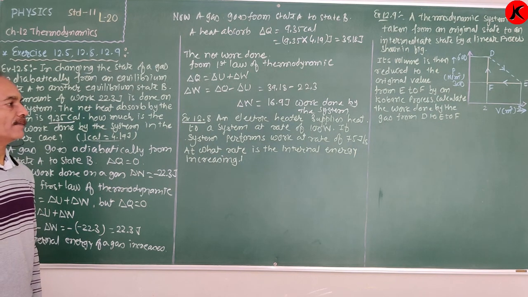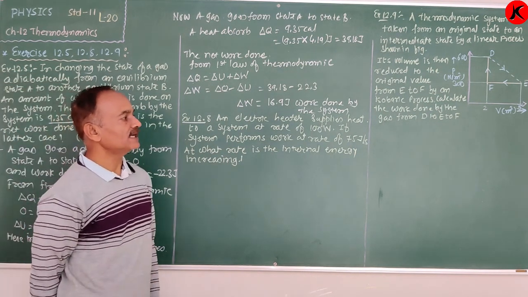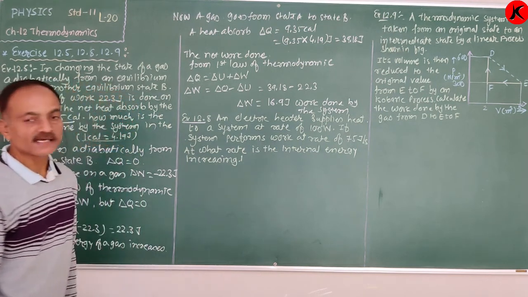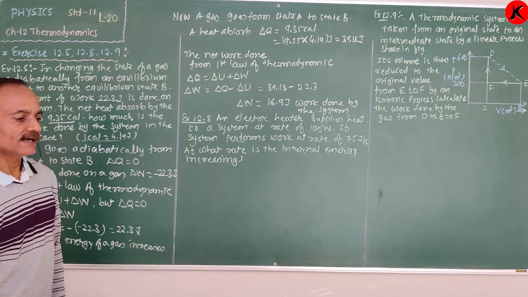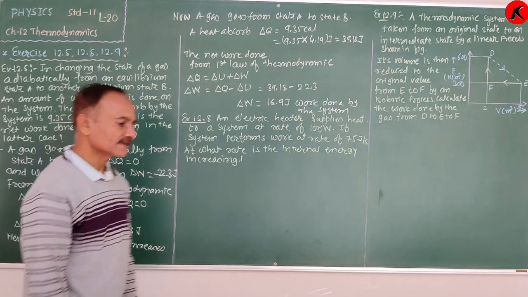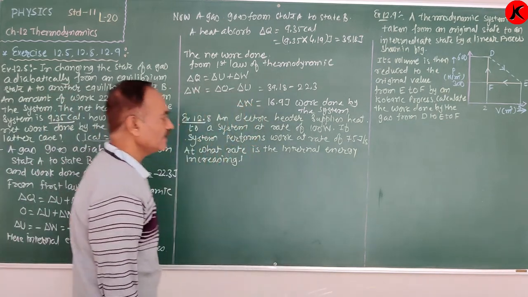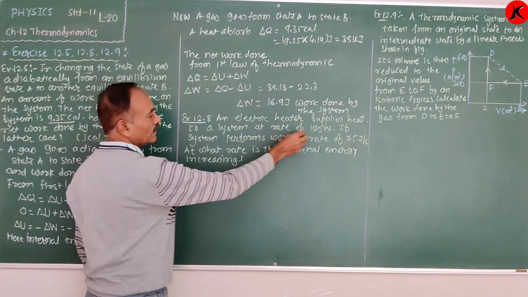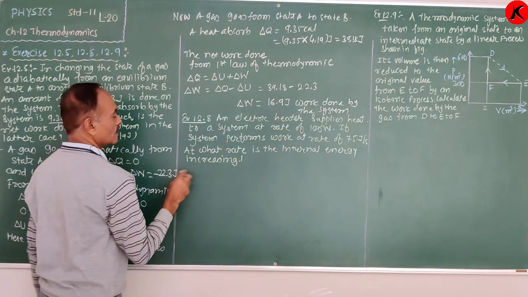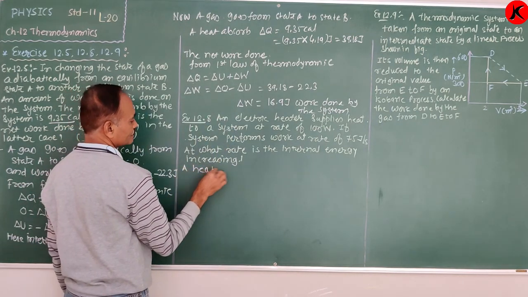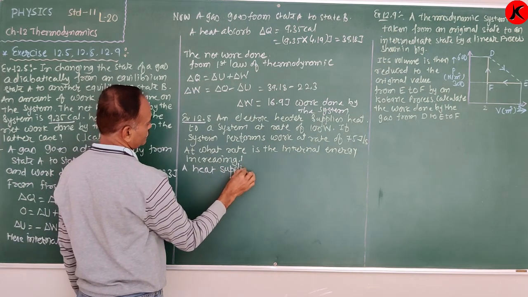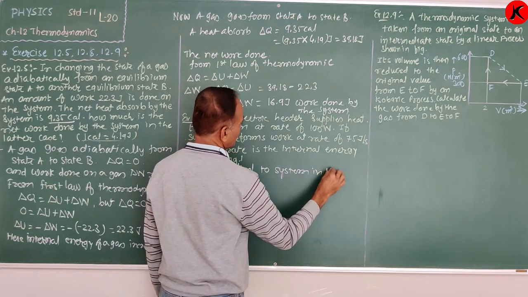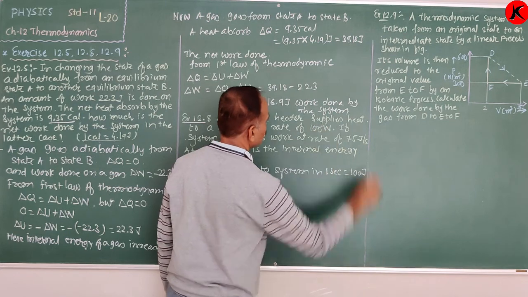If the system performs the work at a rate of 75 joule per second, at what rate is the internal energy increasing? Now the heat supplied to the system in 1 second is 100 joule, because 100 watt is given.